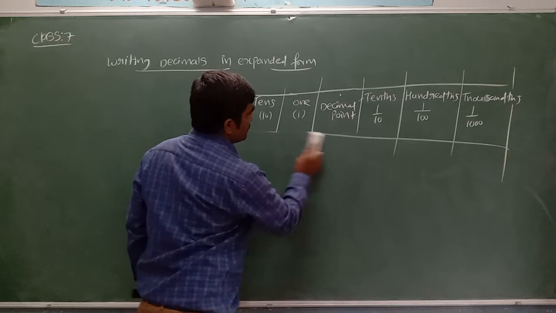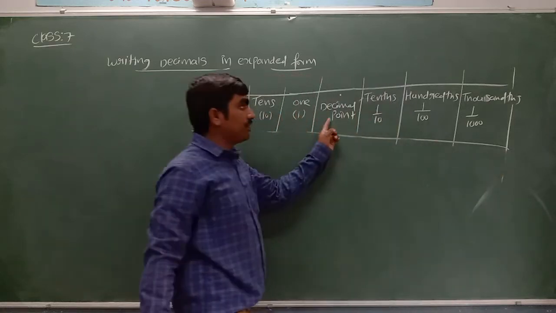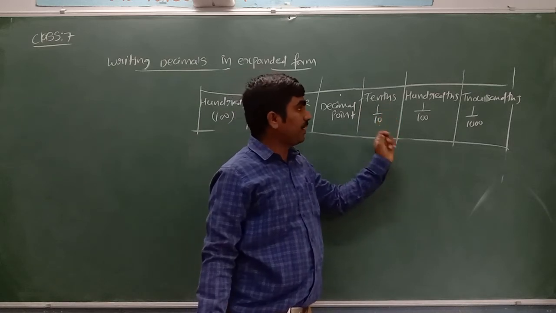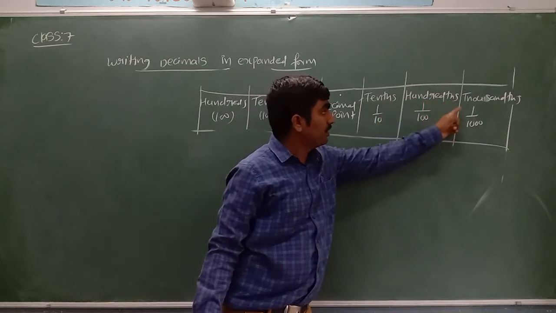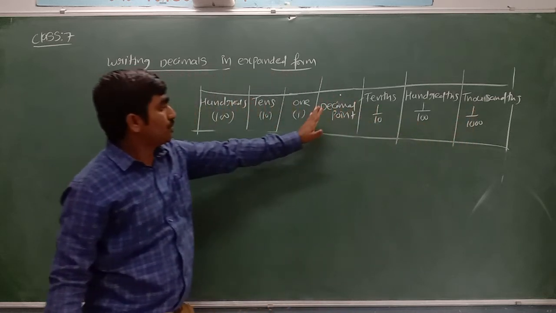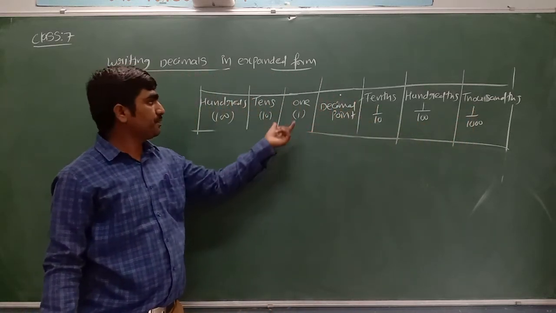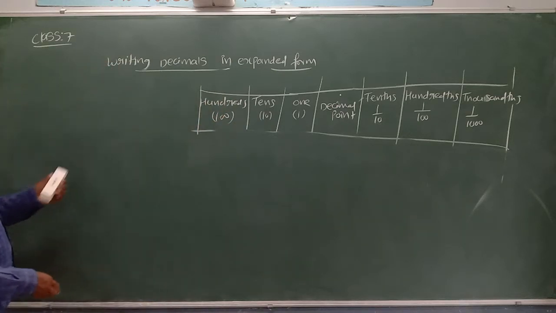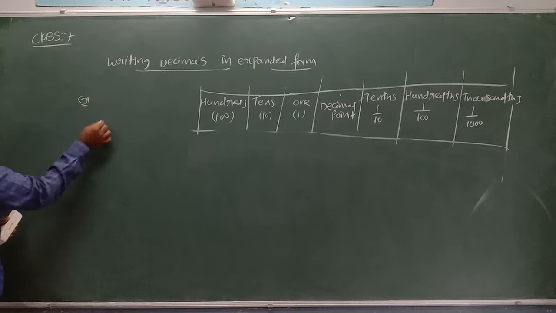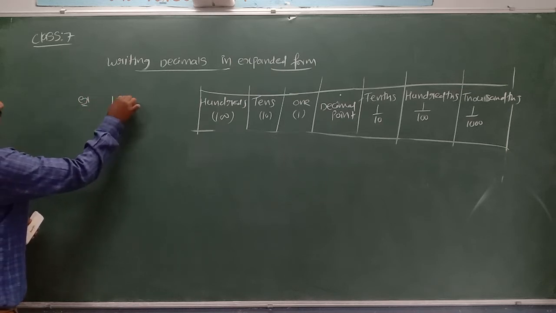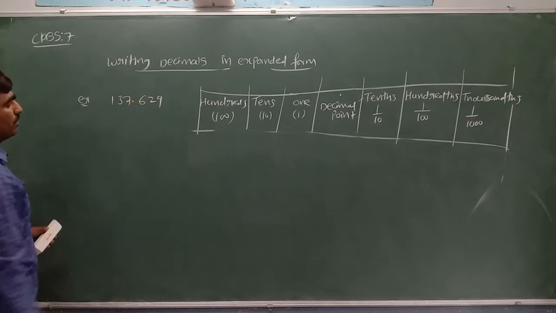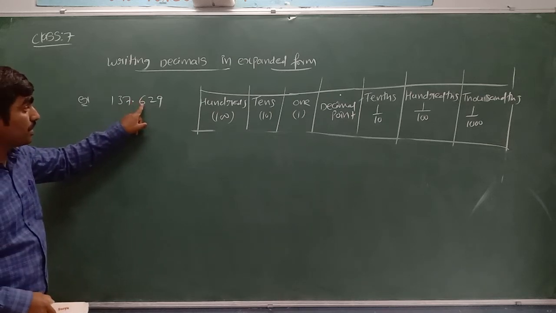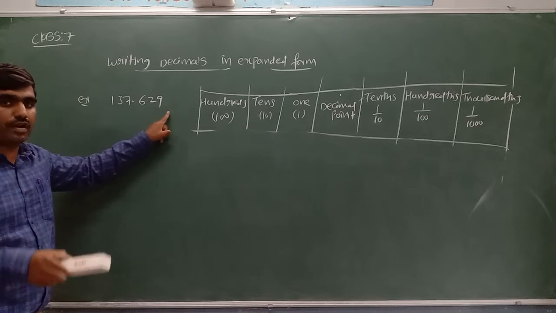Decimal point, and to the right side of the decimal point we have the decimal part: 10th place or 1 by 10 part, 100th place, 1 by 100 part, 1000th place, 1 by 1000 part. Before the decimal point we call them ones, tens, hundreds, thousands, like that. Now let's see one example. Suppose they give 137.629. Make sure that the digits after the decimal point are read individually, separately. Already we learned this in the previous class.